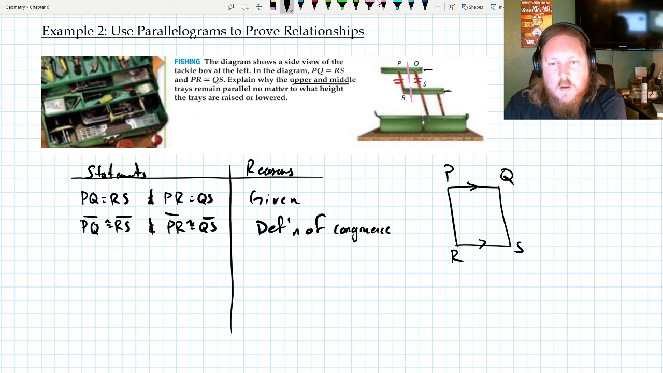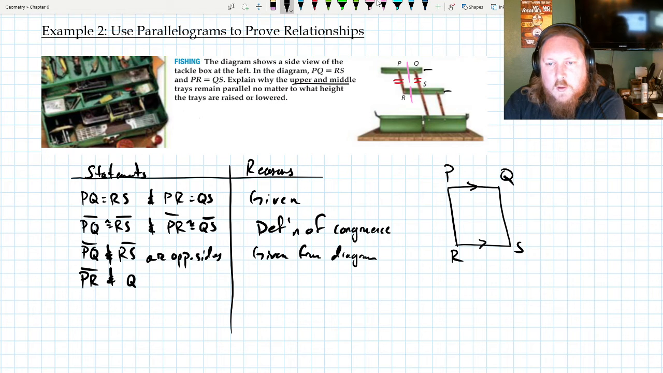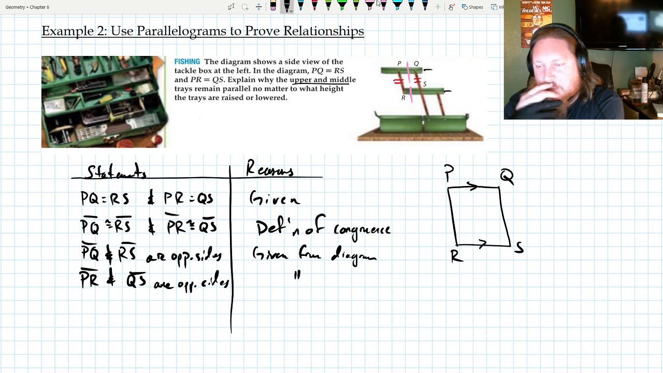And PQ and RS are opposite sides. That's basically given from the diagram. And same thing with PR and QS, they are opposite sides. Here's one trick: if you're using the same justification again, you can just put down a little double quote there, and it says I'm just using that same exact reasoning again.